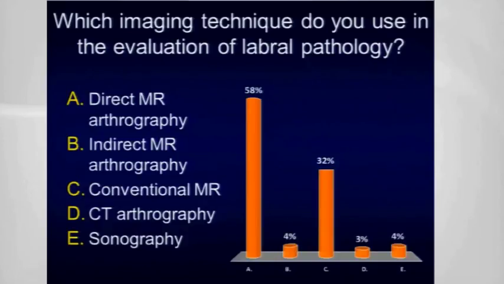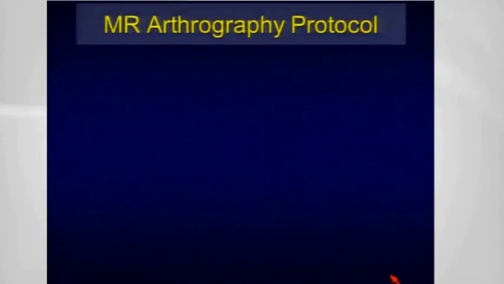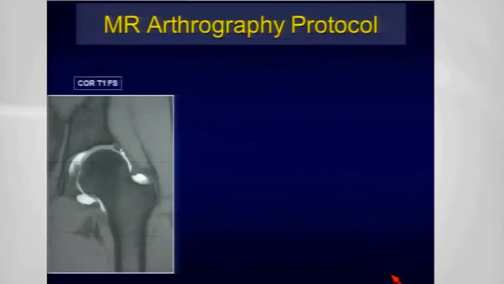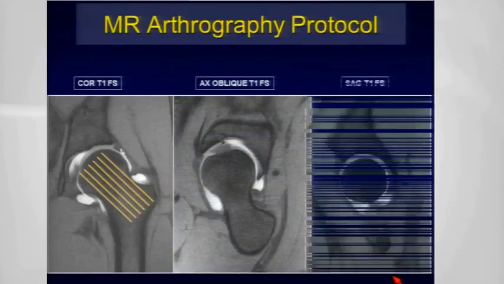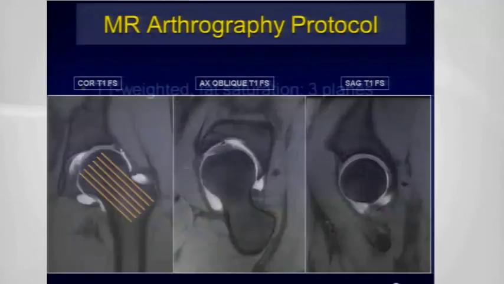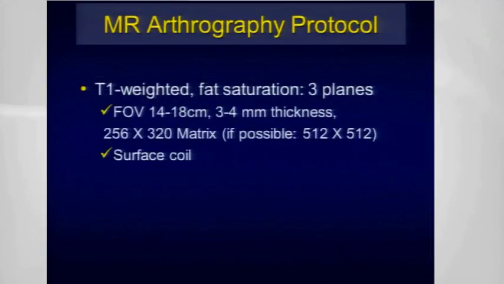All right, so it looks like the majority of you are doing direct MR arthrography. So let's discuss the MR arthrography protocol. The workhorse is going to be the T1 fat suppressed sequences, the coronal, I really like the axial oblique, and then the sagittal sequences. When we think about what type of parameters we want to use, we need to have as small a field of view as possible, as well as a thin slice thickness, ideally a 512 by 512 matrix, and using some type of surface coil. We use the cardiac phase extremity coil.